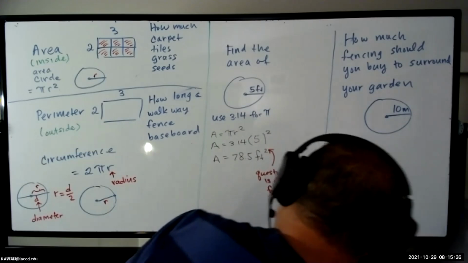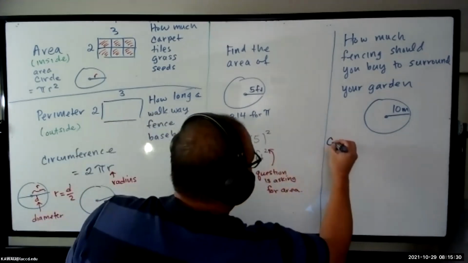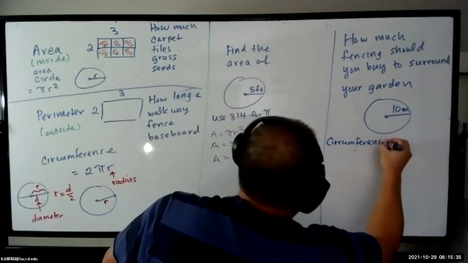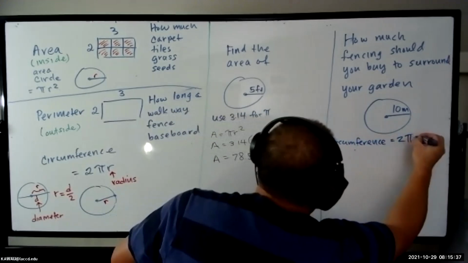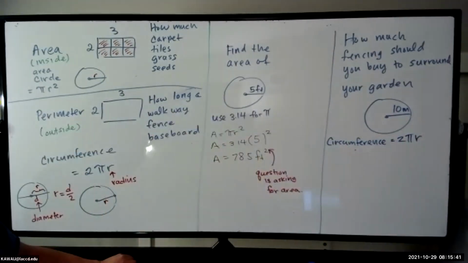So go ahead and do circumference is equal to 2 pi r. Okay, and go ahead and use 3.14 for pi.